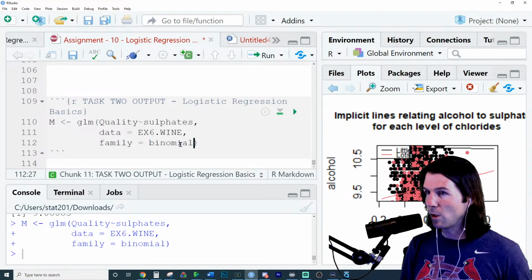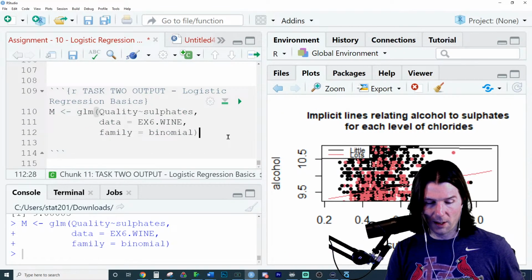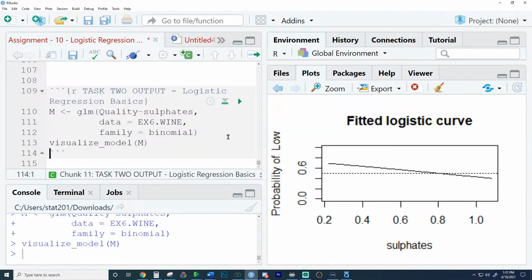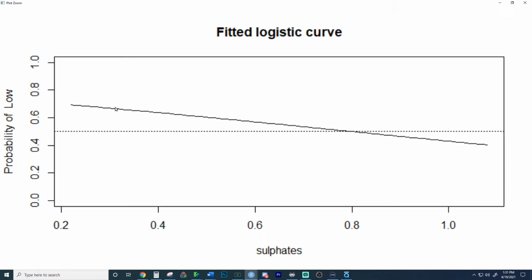So we have 0s and 1s here, and when we plot this model, what you'll notice is the probabilities are going to be relative to 0 and 1. As sulfates increases, if we're looking at two wines with different sulfates, where one wine has more sulfates than another, the one that has more sulfates has a higher probability of being lower quality. That's the interpretation of sulfates right here. We don't interpret the coefficient.